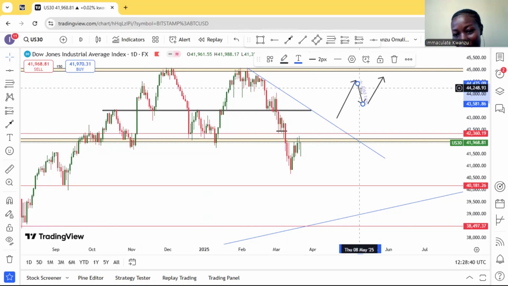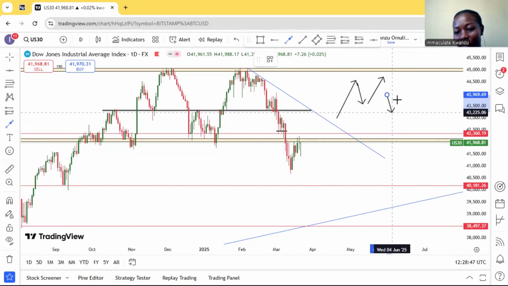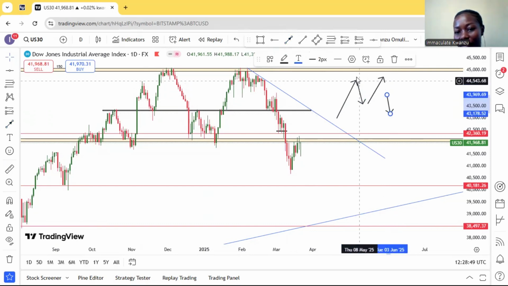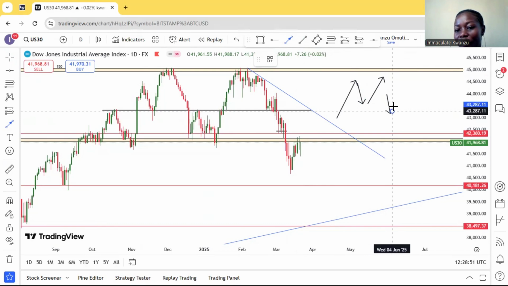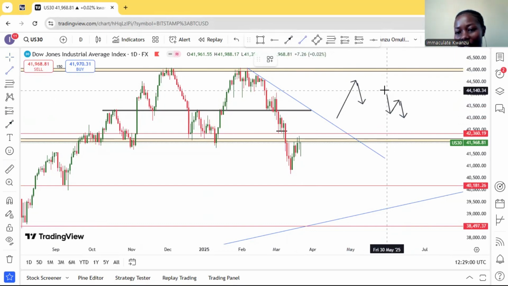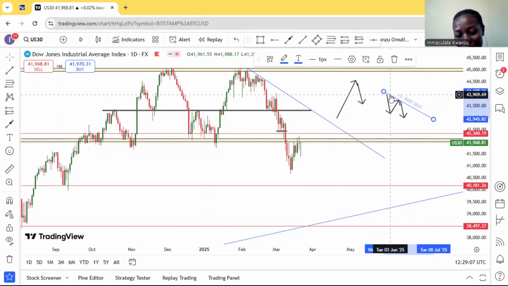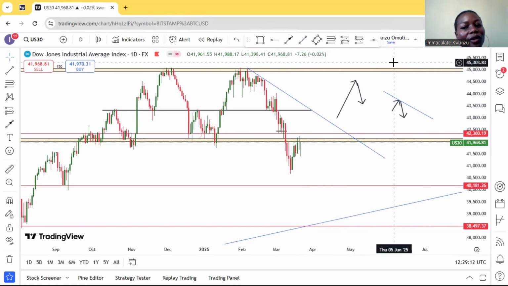Yeah, a pullback is supposed to, how do I say, a pullback is supposed to give waves so that it can allow you the chance to draw a counter trend line. But once a pullback is too linear, for me, it's just too dangerous to trade. So I don't think the daily pullback on US30 is done.